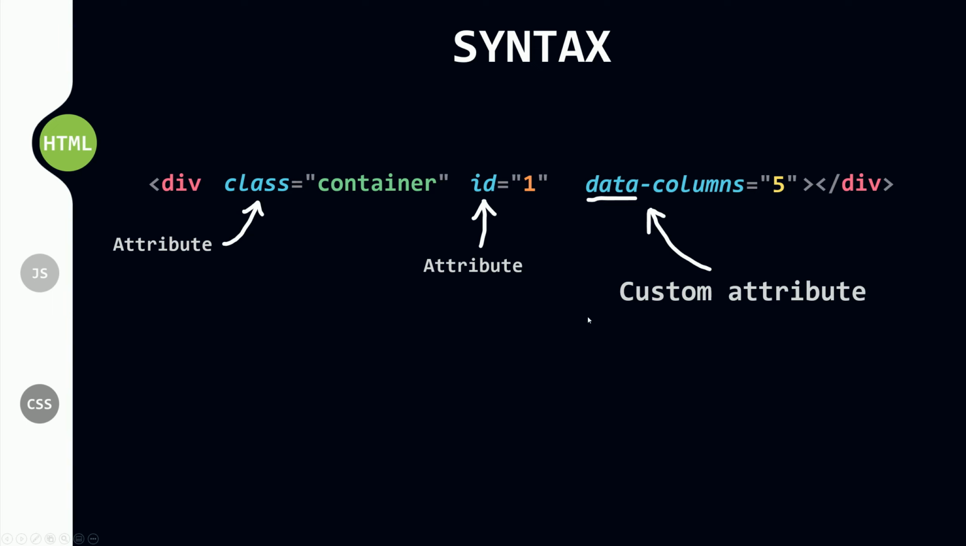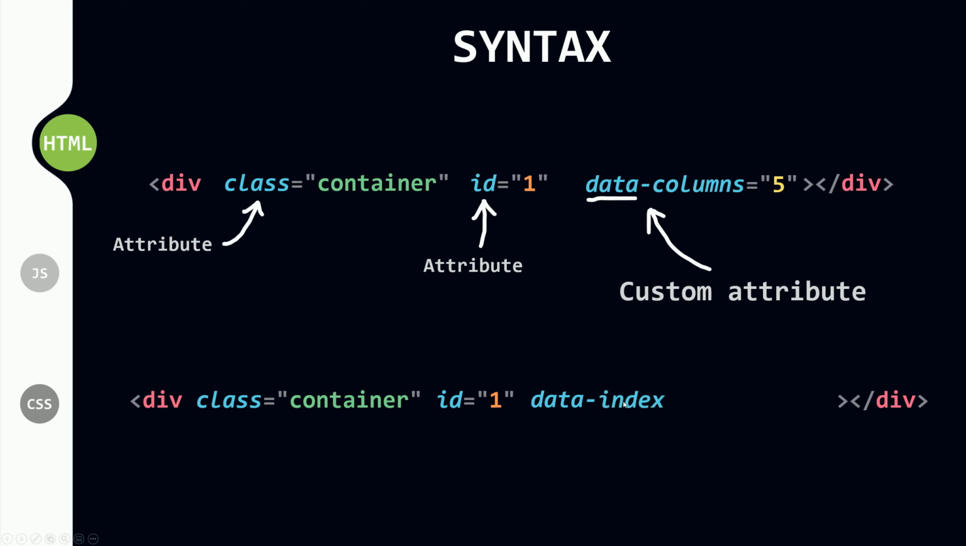Whenever you want to create a custom attribute, it's easy. You just need to use the word data, then a hyphen or a dash, then the name of your custom attribute. You can also use multiple words for your custom attributes. For example, you can say data, then a hyphen or dash, index dash number. Now let's see how you can access these data attributes using JavaScript.